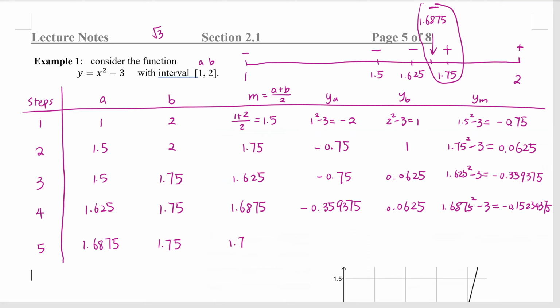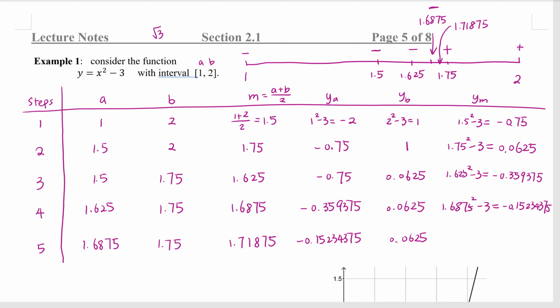So 1.71875. YA is this one, negative 0.15234375. And then YB stays the same. When you do this table, it is enough to keep, let's say, 5 or 6 decimal places.